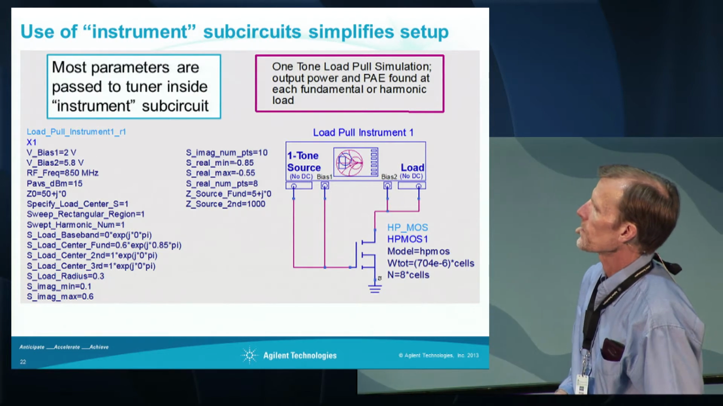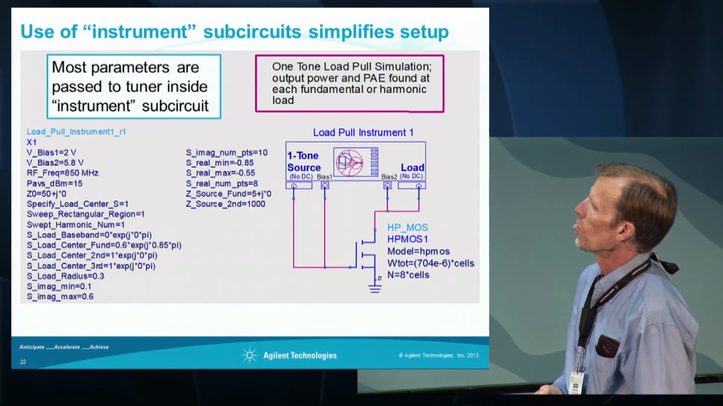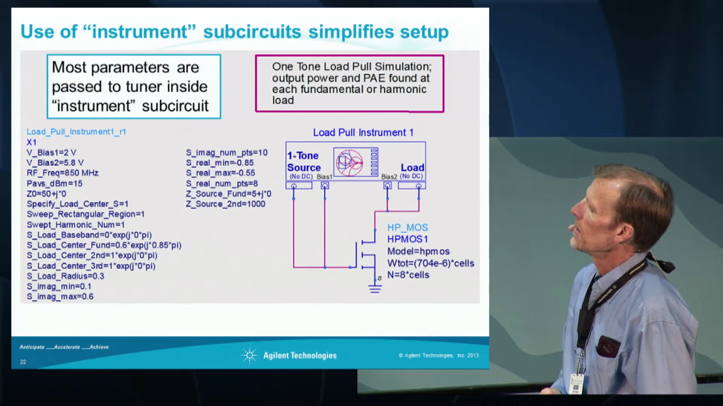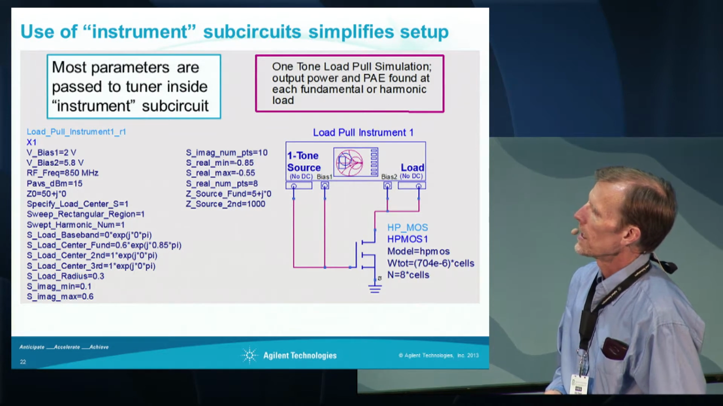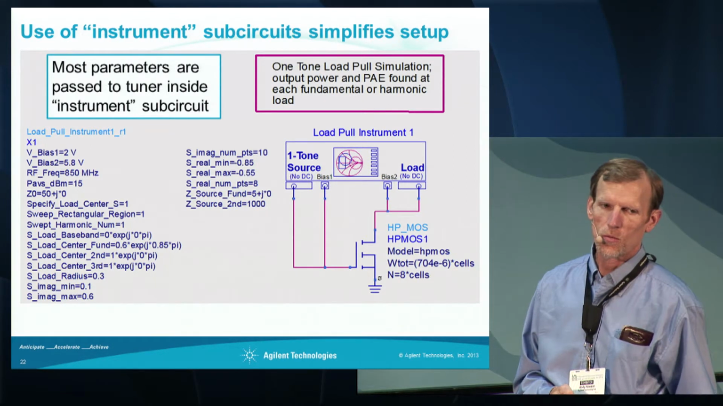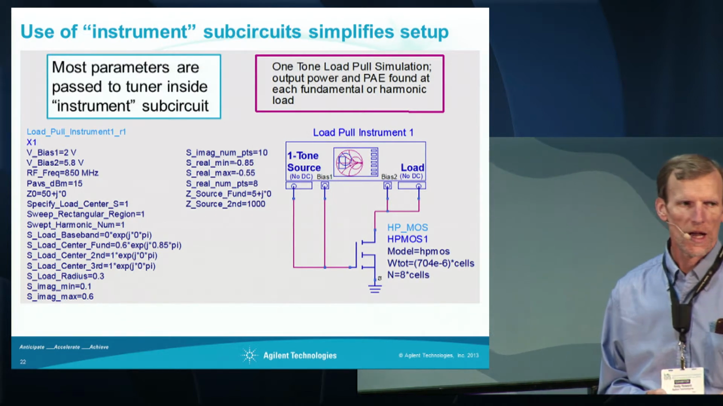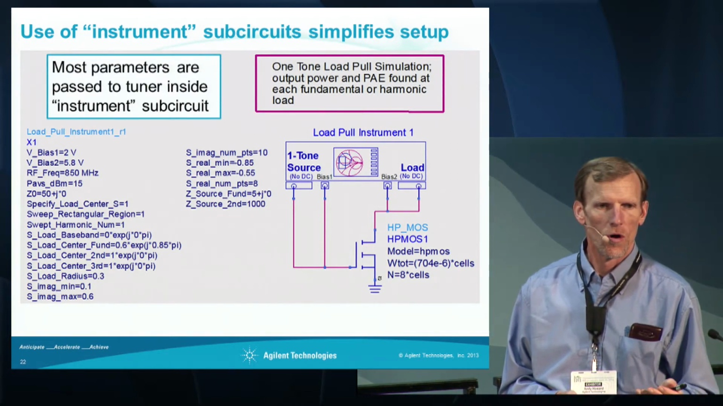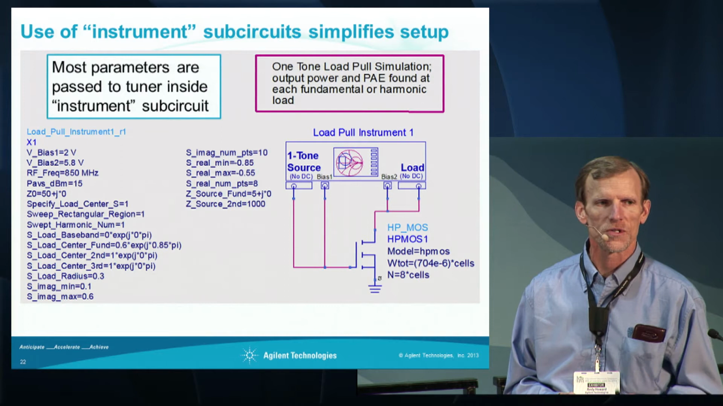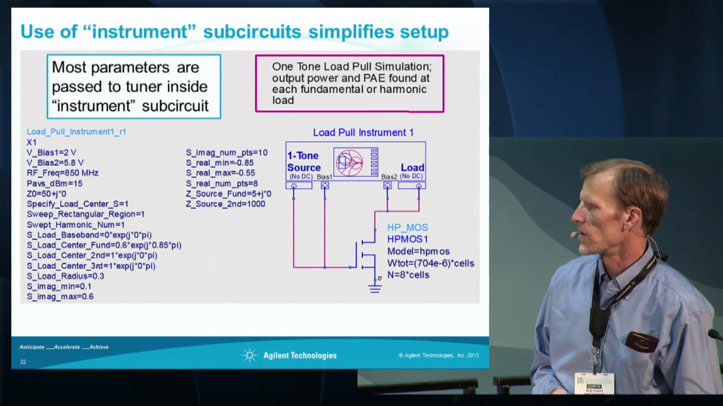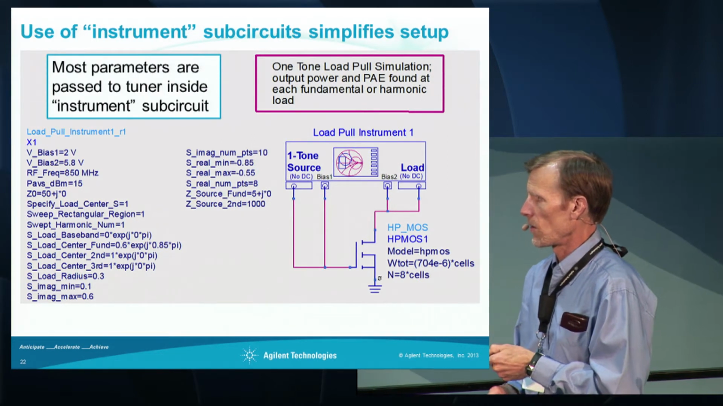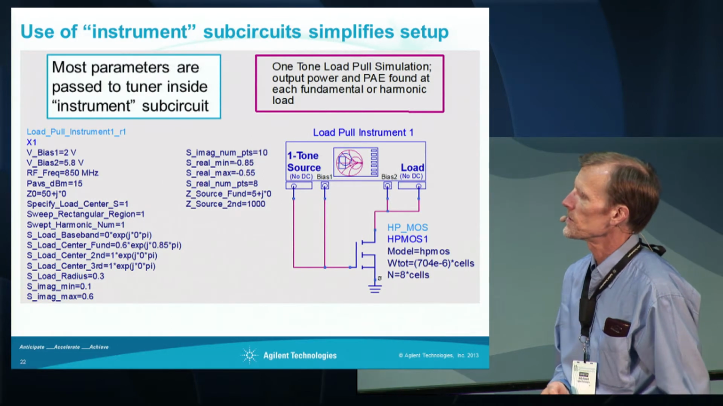I have a tuner, or a load pull instrument, which has a tuner that allows you to sweep the load in either a circular or a rectangular region of the Smith chart, and you can specify the loads at the fundamental and harmonic frequencies to be independent of each other. And you can sweep the load at the fundamental or at one of the harmonic frequencies.